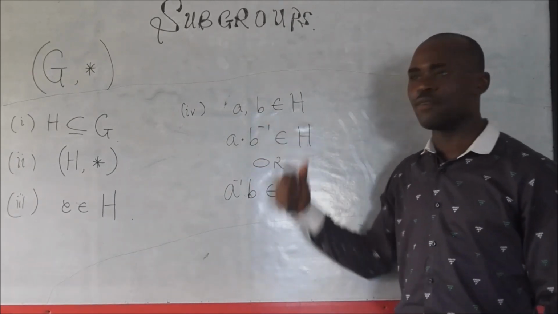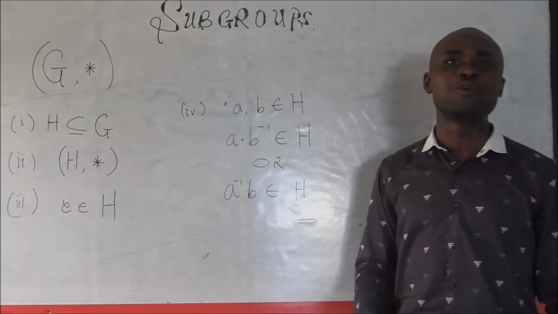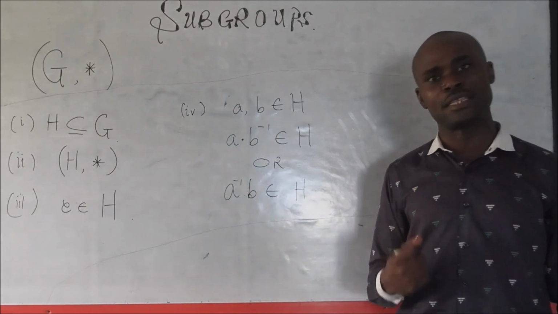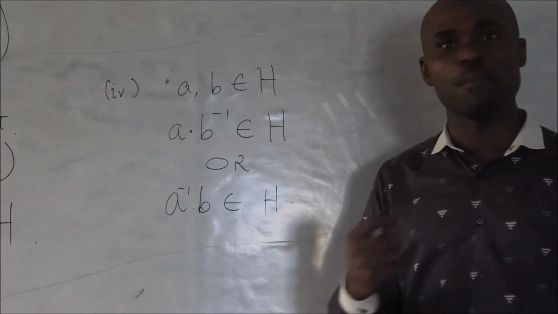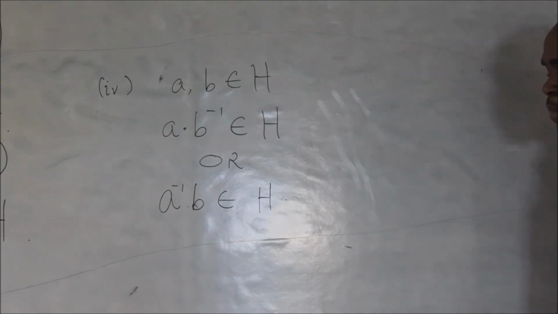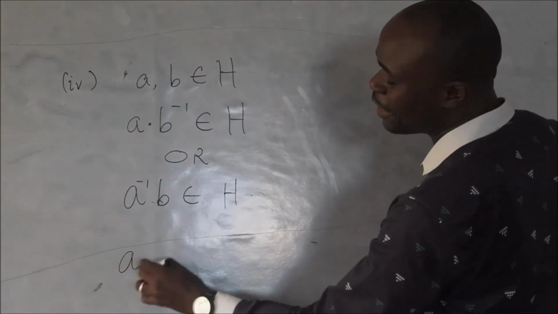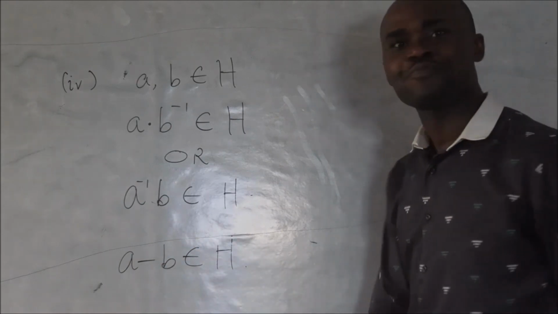Now, don't confuse yourself with the B raised to the power of minus 1. That is mostly used in a group that is a multiplicative group. That means the binary operation there is multiplication. If it is an additive binary operation, then we say that A minus B must be a member of H.